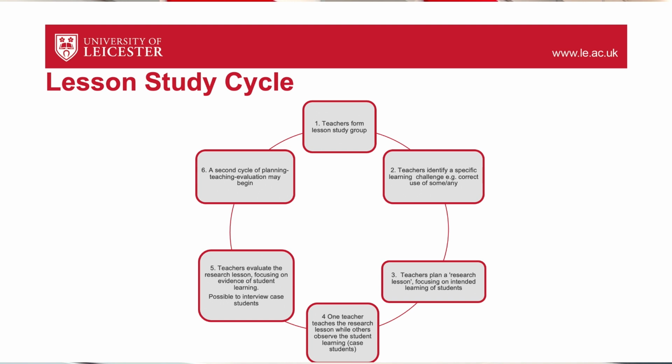The teachers then plan what we call a research lesson, focusing on the intended learning outcomes of their students. One of the teachers will then teach the lesson whilst the other teachers in the lesson study group observe the learning that occurs. And sometimes they can choose particular case students to focus upon because it's quite difficult for teachers to watch everybody during classroom observation.